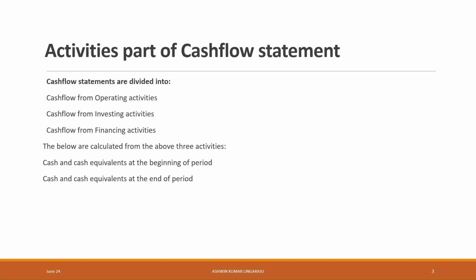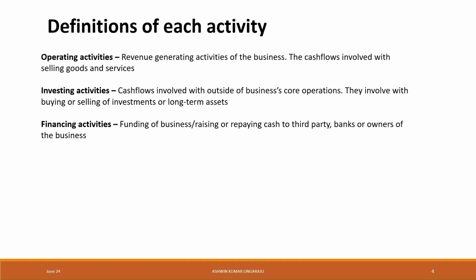So what are the activities that are part of a cash flow statement? Cash flow statements are divided into operating activities, investing activities, and financing activities. Below these, calculated from the above three activities, are the cash and cash equivalents at the beginning of the period and the cash equivalents at the end of the period. By this we will calculate the cash flow available in that particular financial year or probably financial quarter. So let's look at the definitions of each activity, starting with operating activities.